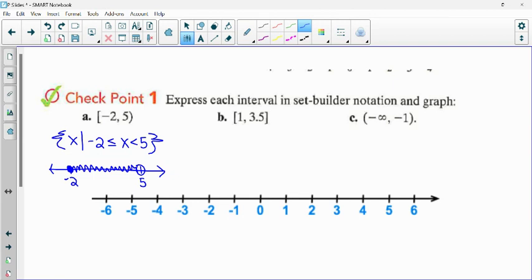For letter B, we have bracket 1, comma 3.5 bracket. So again, if we're writing in set builder notation, we have our curly brace first, x such that. That's just how we're starting it every time. Again, since it's in interval notation, it has to be inequalities. The smallest that x can be is 1, so we put the 1 on the left, is a bracket, so we have the equal to with it. The largest the x can be is 3.5. We have the bracket with it, so it is equal to.